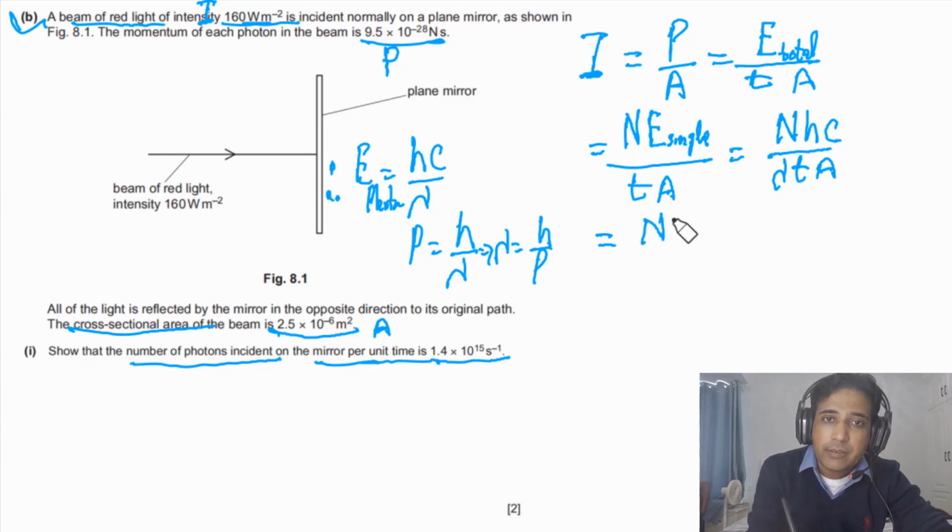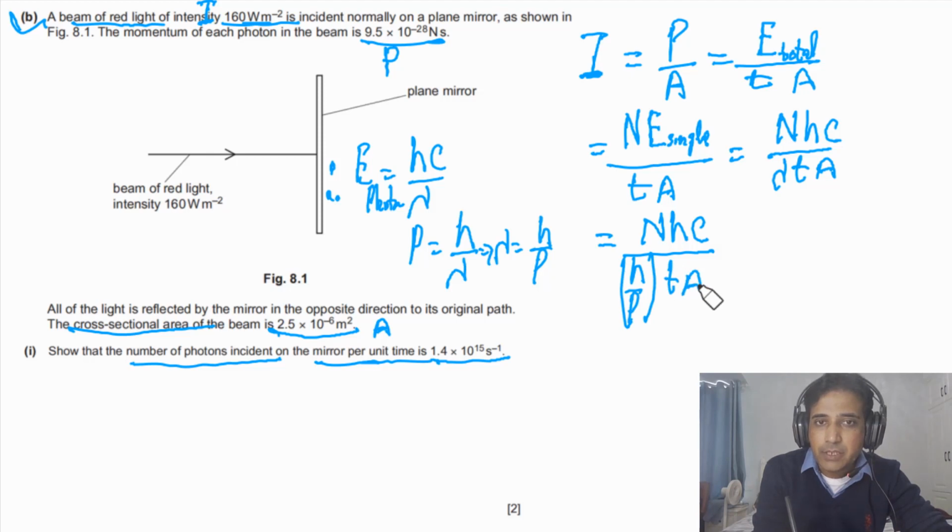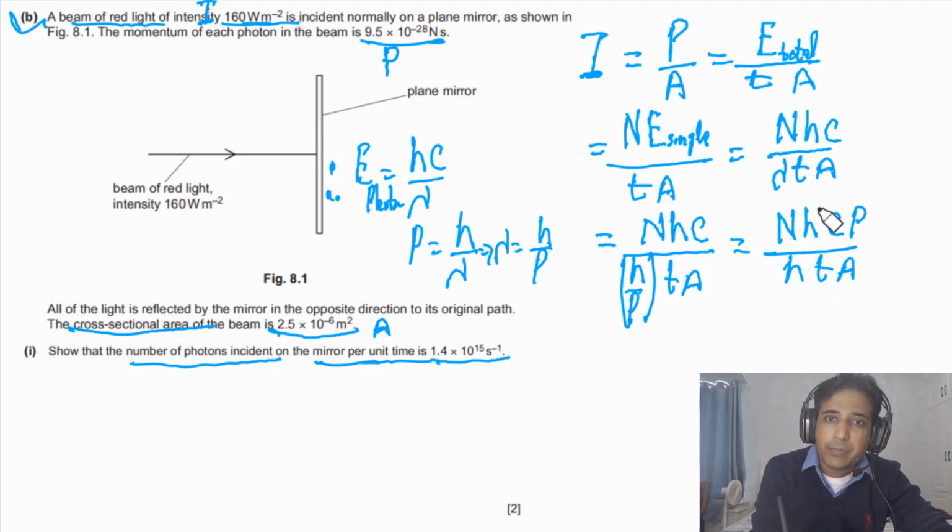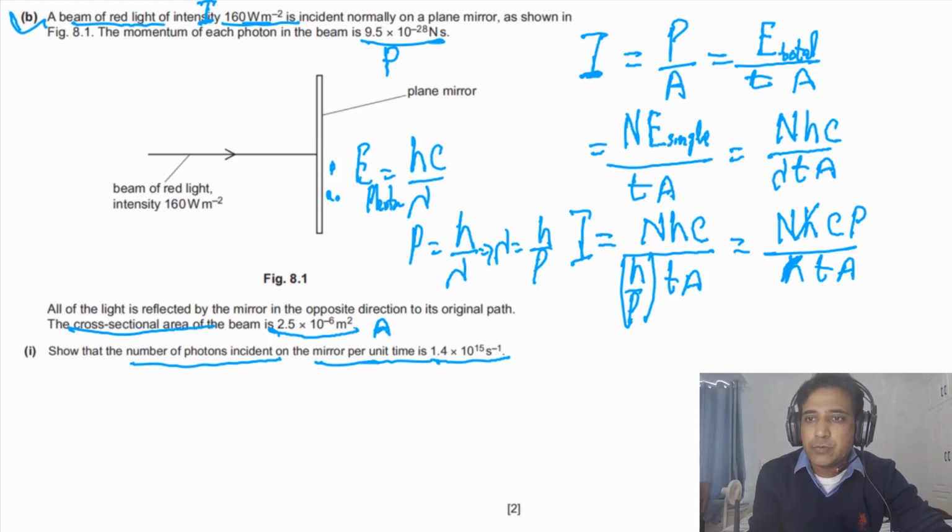So we have N times H times C, and here we have lambda, that is equal to H over P, and here we have time times A. If we rearrange this, we can say this is N times H times C times P divided by H times T times A. Here we have Planck's constant, so we can simply cancel this, and this is equal to intensity. But for this question we need to find out this N over T.